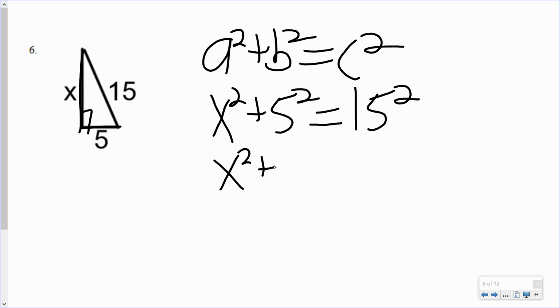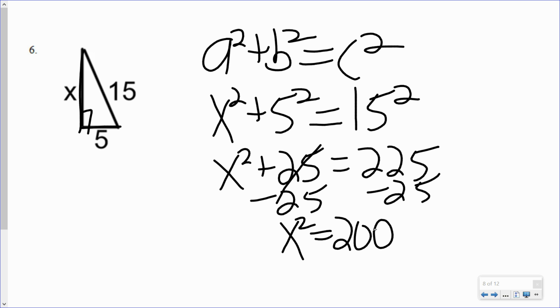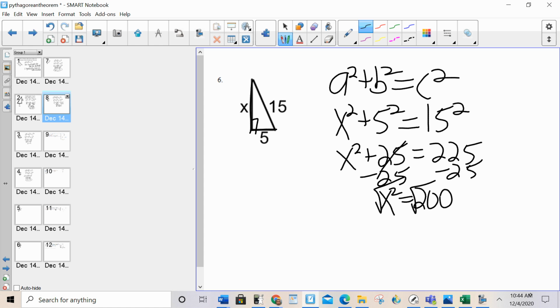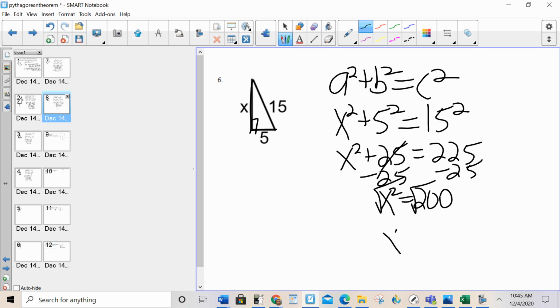Now I square everything. 5 squared is 25. 15 squared is 225. And now, to get x by itself, I would have to subtract 25. Now, to get rid of the squared, I do the square root. Radical 200, you can just type that into the calculator because it's not a perfect square. I said to round to the nearest tenth. Your answer is 14.1.